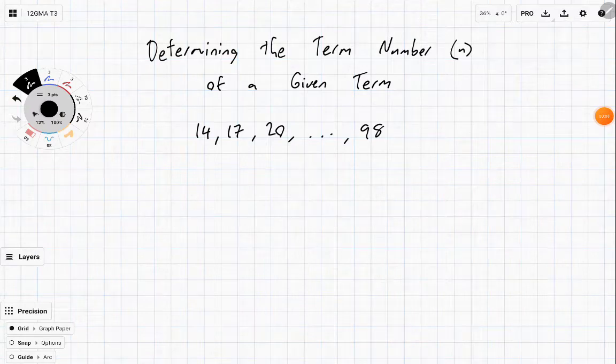Today we're going to be having a look at the opposite of what we did last lesson, which is instead of trying to predict the nth term, let's figure out what the term number is. So what number is this number in the sequence? You can see I've got the sequence here, 14, 17, 20.